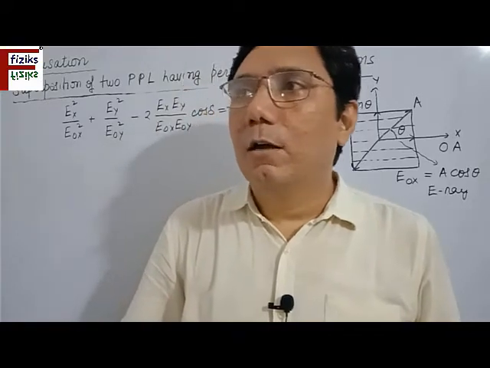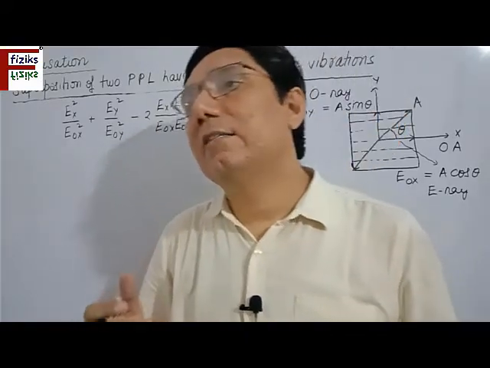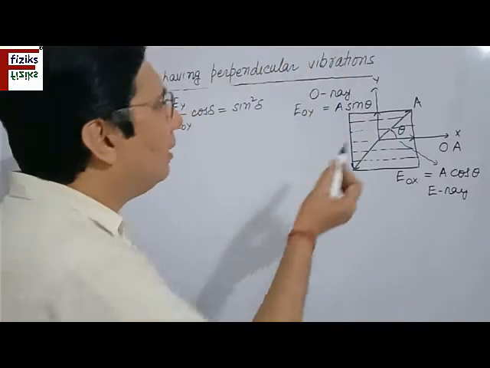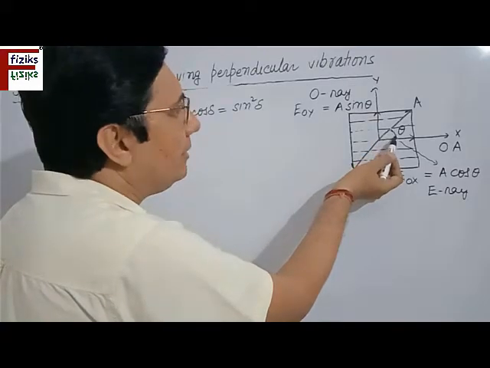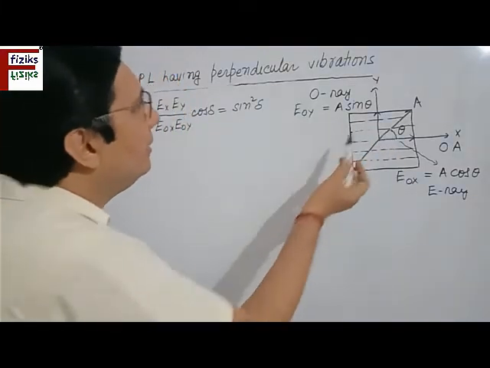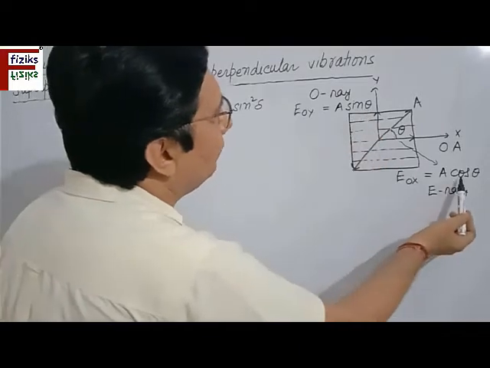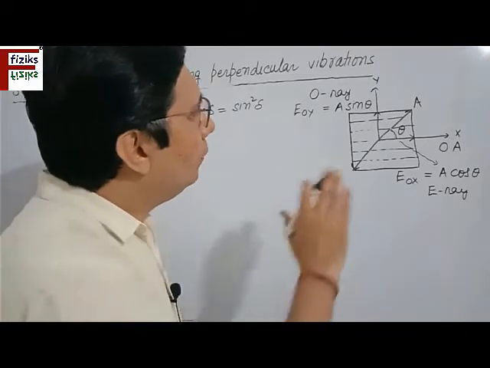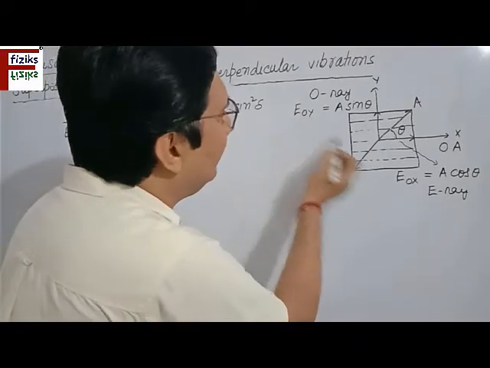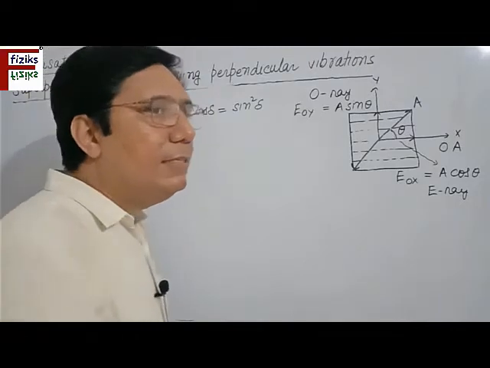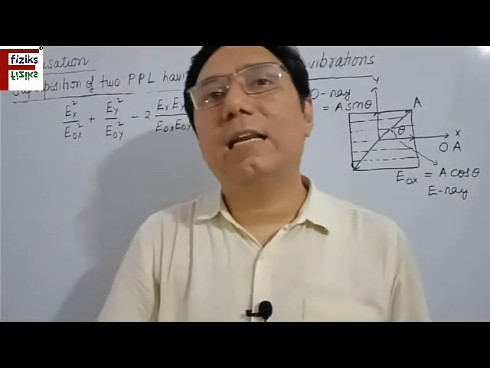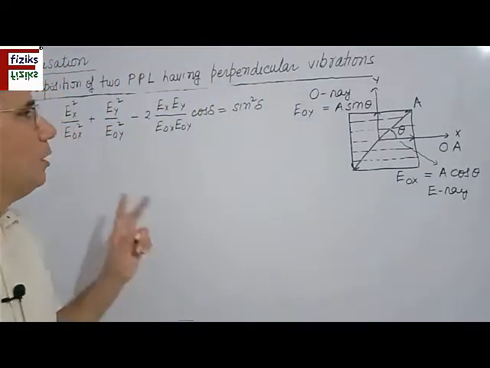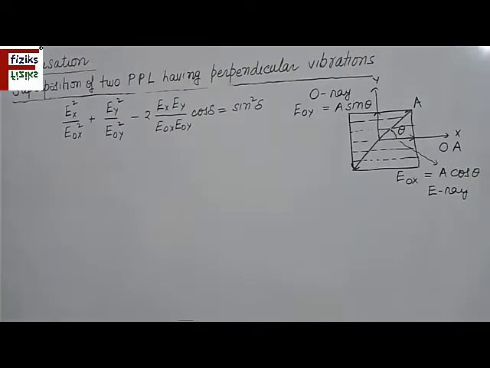In case 4, delta remains the same. Delta is pi by 2, 3 pi by 2, 5 pi by 2, 7 pi by 2, but now theta is 45 degree. When theta becomes 45 degree, this will be sine 45, this will be cos 45, and you are aware that sine 45 and cos 45 are equal. So E naught y and E naught x will be equal. And in this case, the elliptically polarized light will convert into circularly polarized light. So we have discussed up to this point right now.